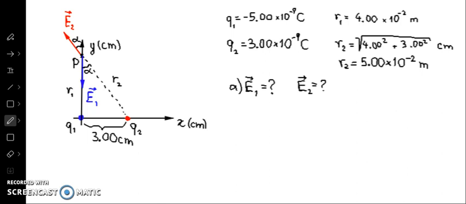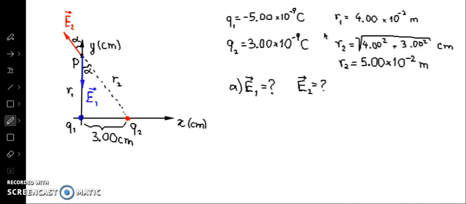The distance R1 between Q1 and P is known, that's 4 centimeters. The distance between Q2 and P is not given, but we can calculate it using the Pythagorean theorem. Using the 4 centimeters and the 3 centimeters horizontal distance, R2 is the hypotenuse, and I have that on the board. It's a 3, 4, 5 triangle. If you calculate the hypotenuse, R2 is equal to 5 centimeters. So we want to calculate E1 and E2.